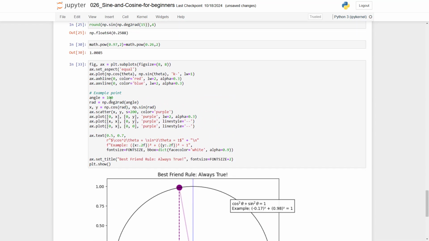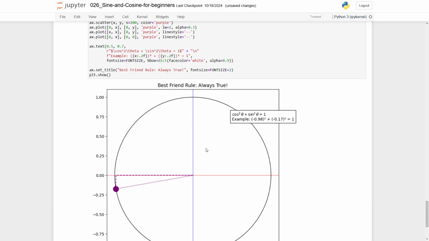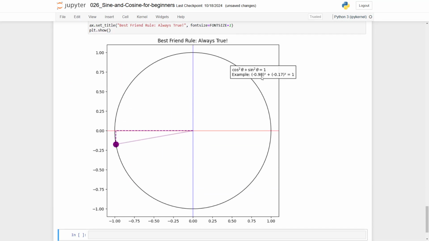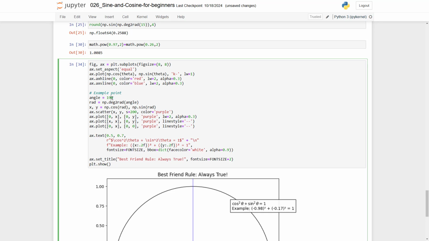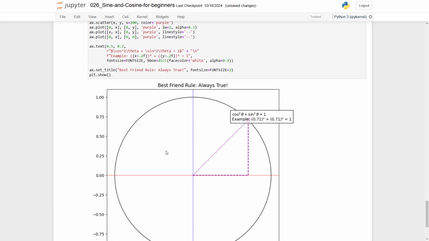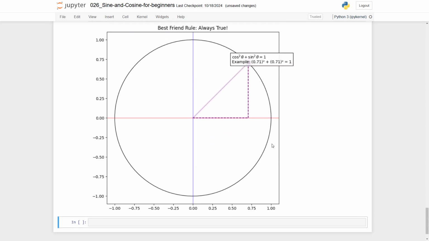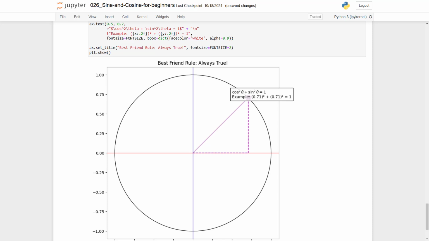And we can do miracles. We can go with 190 degrees and it will work again. Although they are both negative, negative times negative and negative times negative, yep, they become positive. And things work, and they work nicely. Let's try with 45 degrees. Yeah, 0.71 squared twice is 1. No questions here. And pretty much that's it.